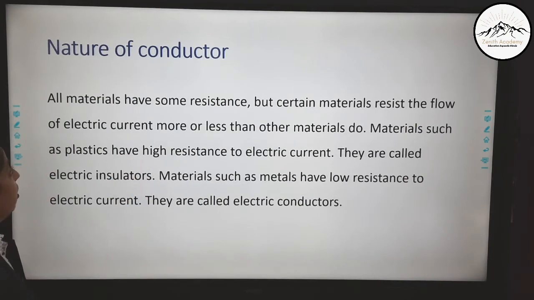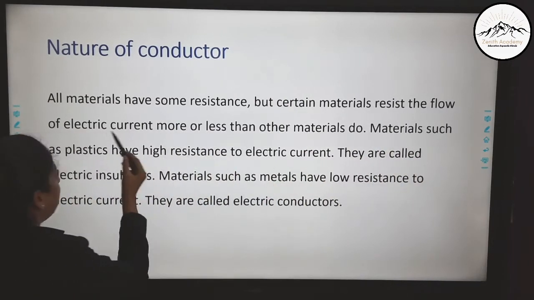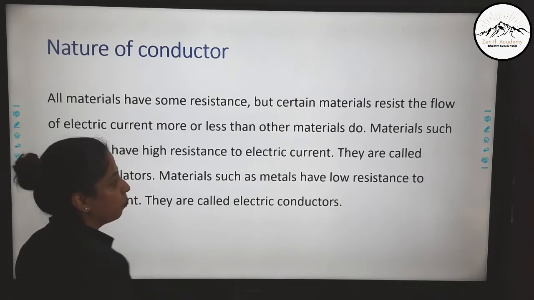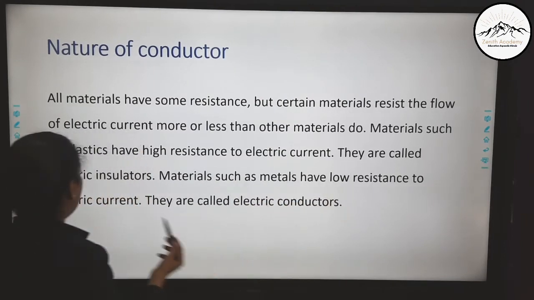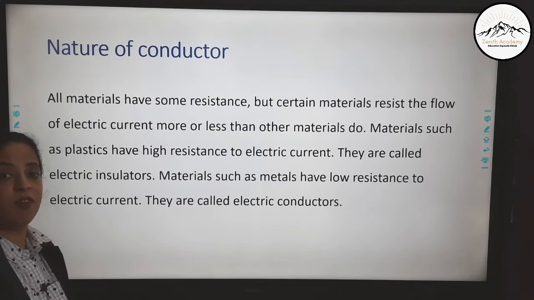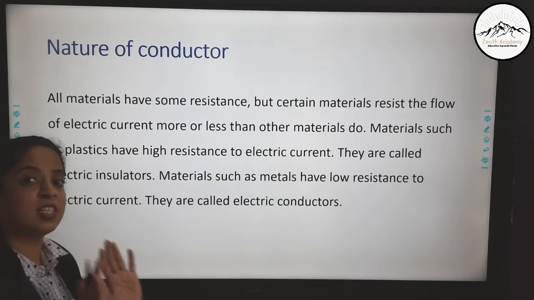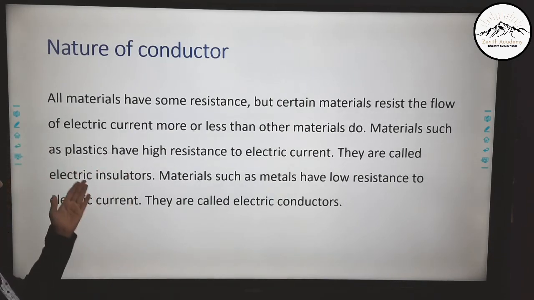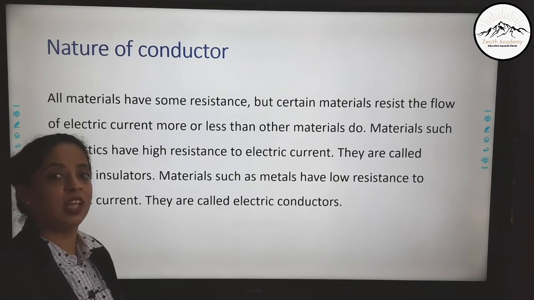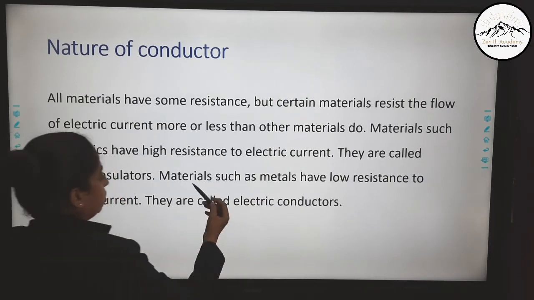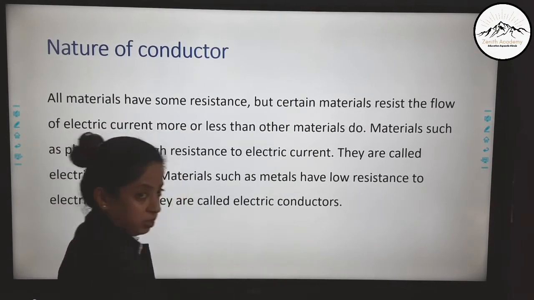The first factor is nature of conductor. All materials have some resistance, but certain materials resist the flow of electric current more or less than other materials do. Materials such as plastics have a high resistance to electric current, and they are called electric insulators. Those have a very high resistance, that means they will not allow the current to pass through them. They resist the flow of current a lot. So they are known as insulators. Now, materials such as metals have low resistance. That is why they allow the current to pass through them. So materials such as metals have low resistance to electric current, and they are called electric conductors.